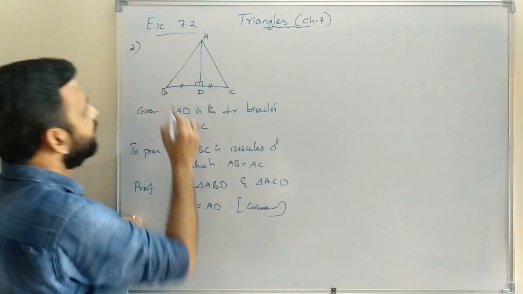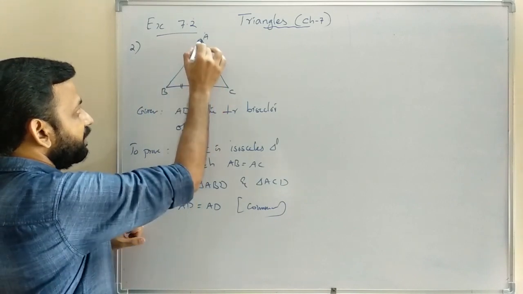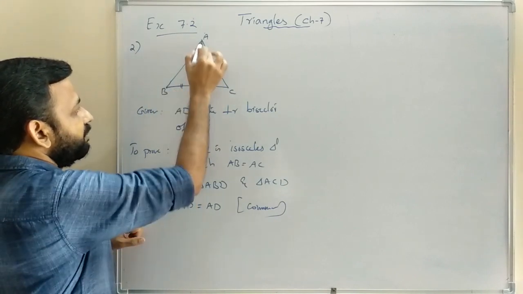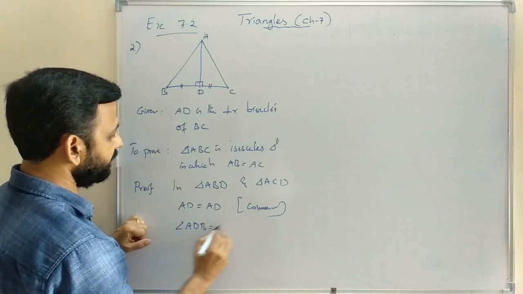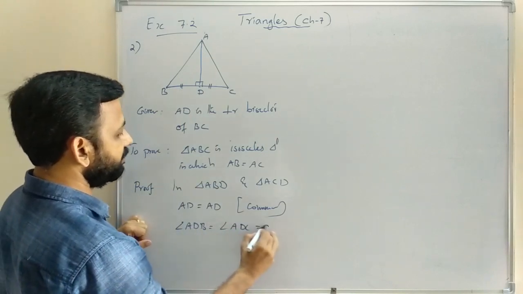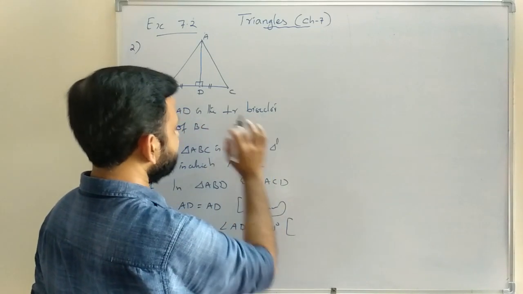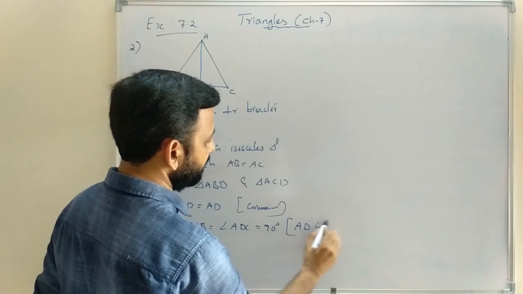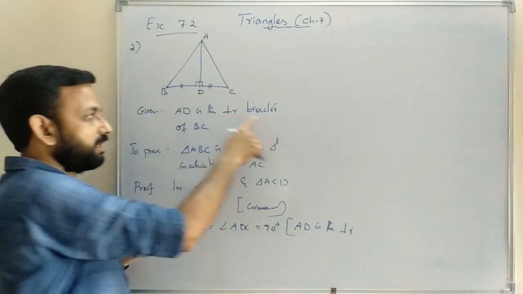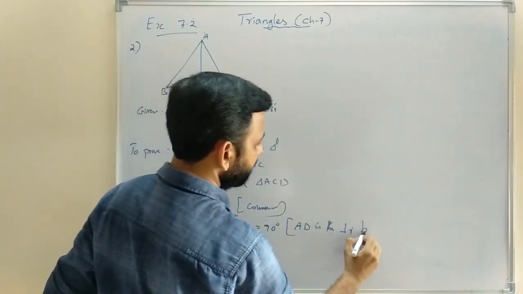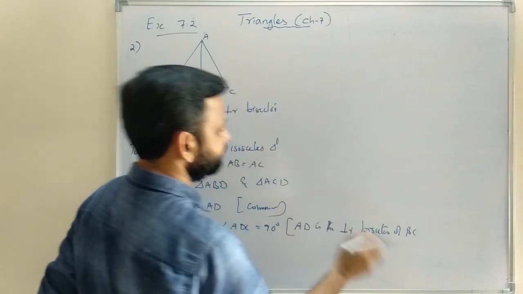Common. Then BD of this triangle equal to... then angle ADB equal to angle ADC equal to 90 degree. Reason, AD is the perpendicular bisector of BC. This is the perpendicular bisector of BC. This symbol is perpendicular.